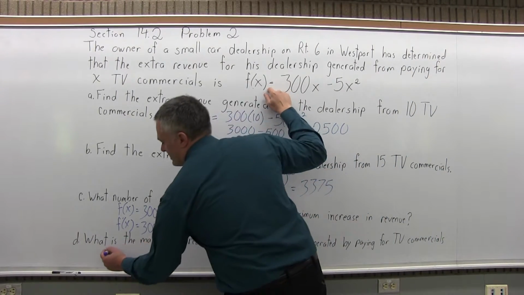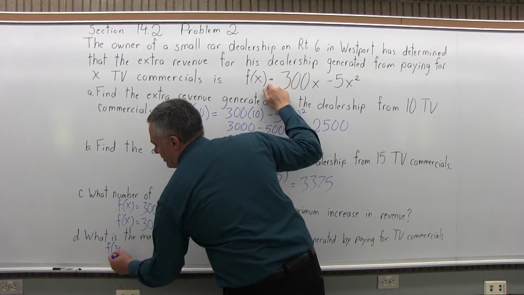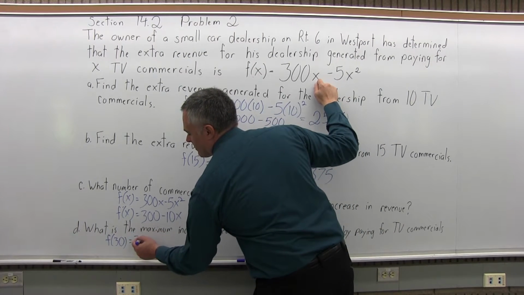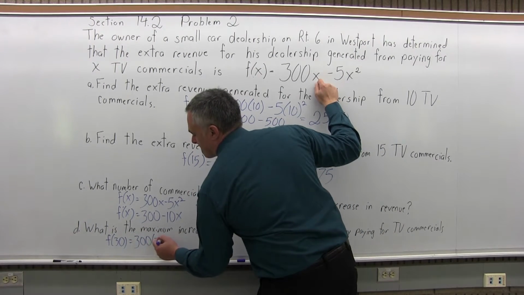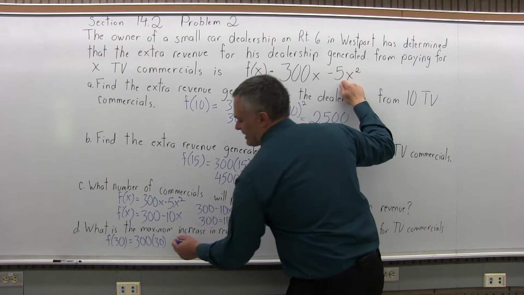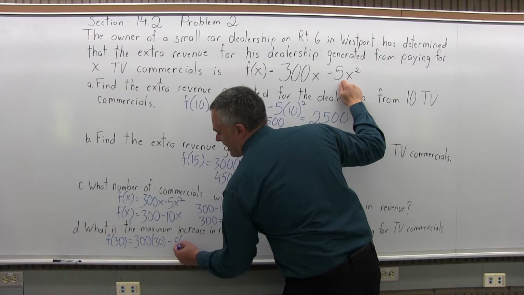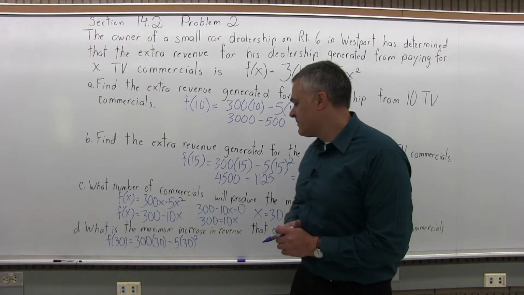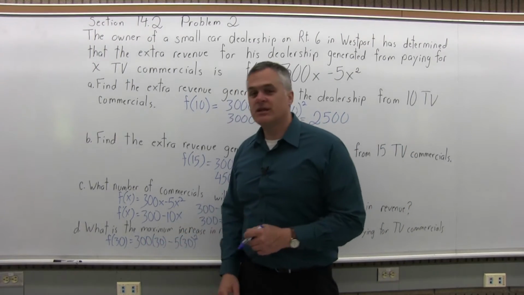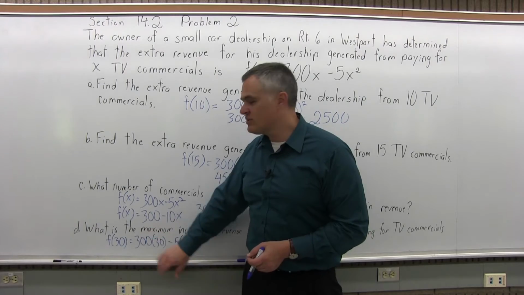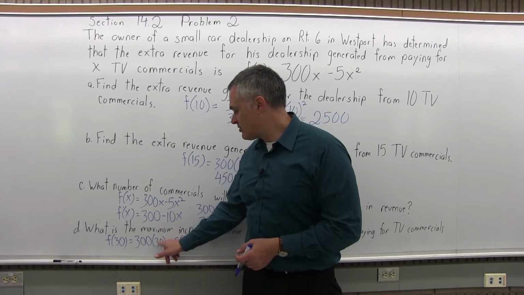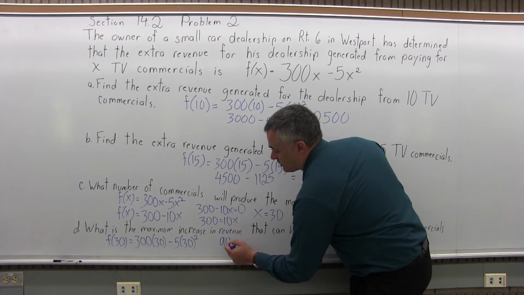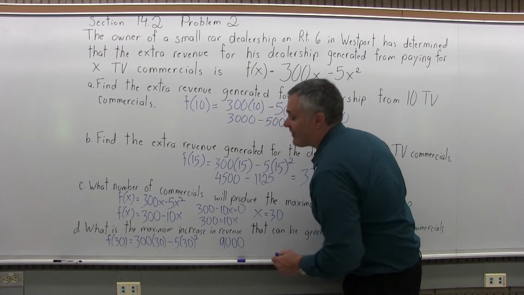So f of x will become f of 30. And the 300x will become 300 times 30. And then minus 5x squared will be minus 5 times 30 squared. So that's what we have to figure out. So now, 300 times 30, again, that's fairly big multiplication. Just ignore the zeros. Do 3 times 3. It's 9. Now, how many zeros did you ignore? 1, 2, 3. Put the 3 zeros back. It's 9,000. So 300 times 30 is 9,000.